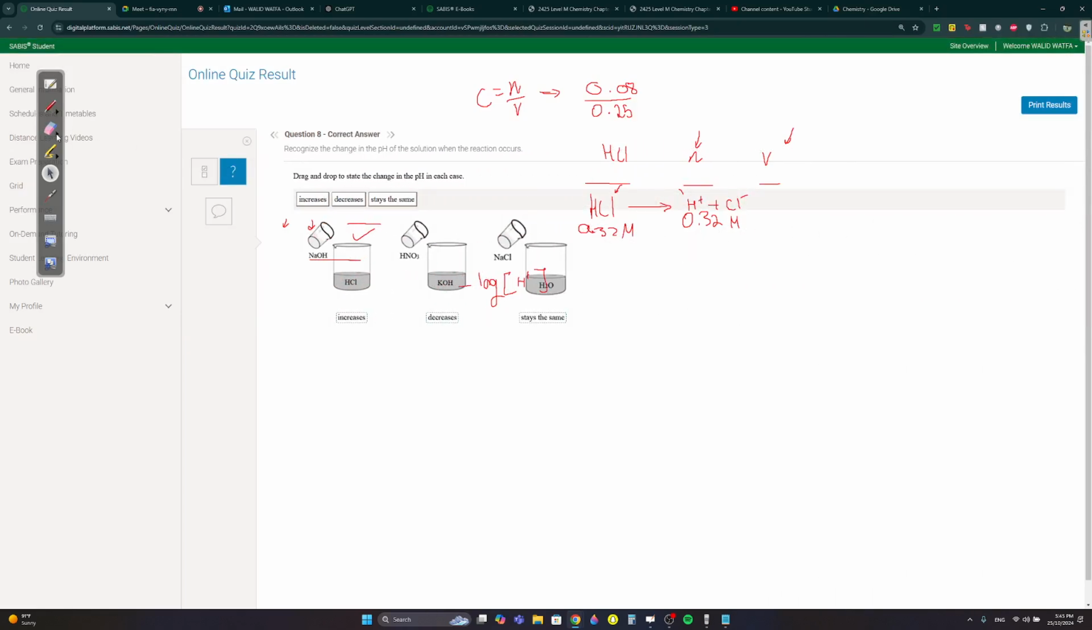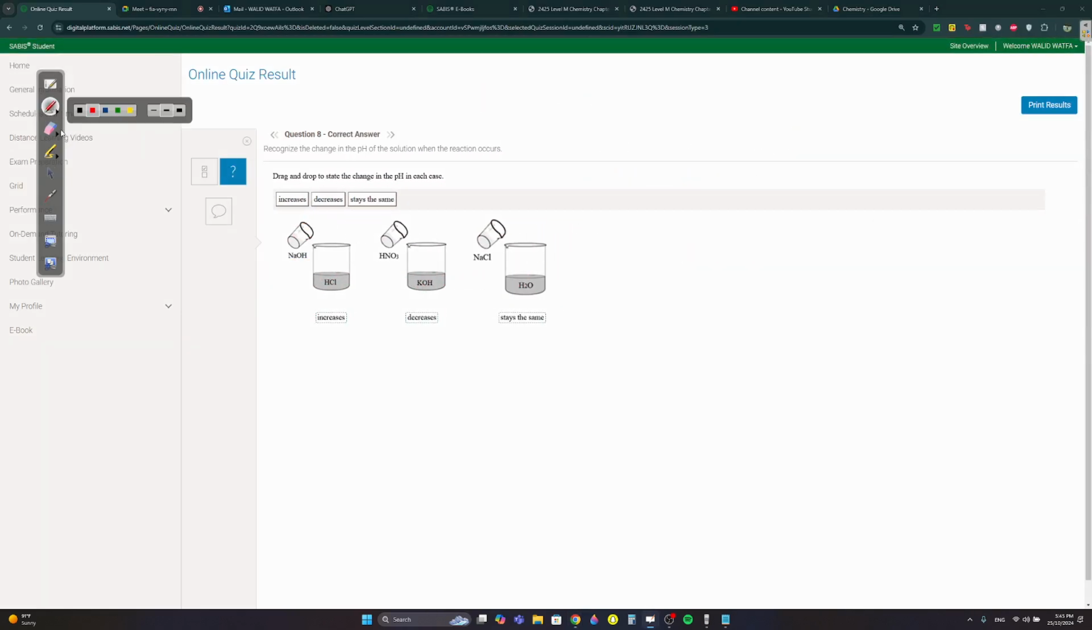Question 8. Drag and drop. If you have an acid and you're pouring NaOH, it's a base. What's going to happen to the pH? When you add a base, the pH will increase. Here, KOH is a base and you have nitric acid, which is an acid. If you add an acid, the pH is going to go down, because acidic pHs are always less than 7.